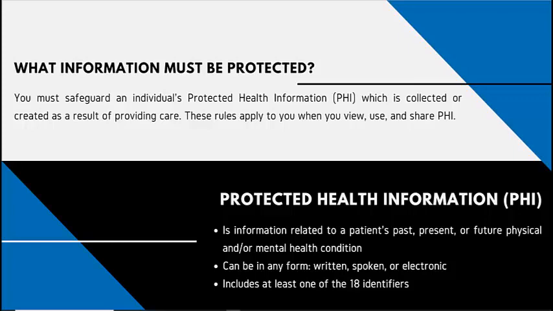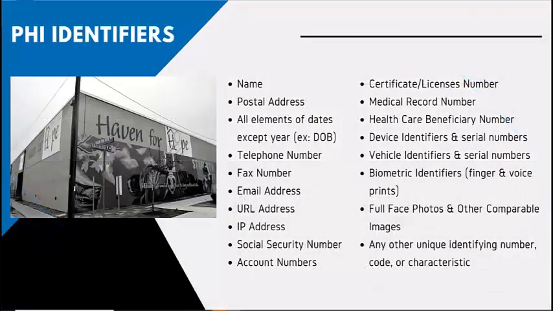These rules apply to you when you view, use, and share PHI. PHI stands for Protected Health Information. PHI is information related to a patient's past, present, or future physical and/or mental health condition. It can be in any form, written, spoken, or electronic, and includes at least one of the 18 identifiers. This is a list of the 18 PHI identifiers.